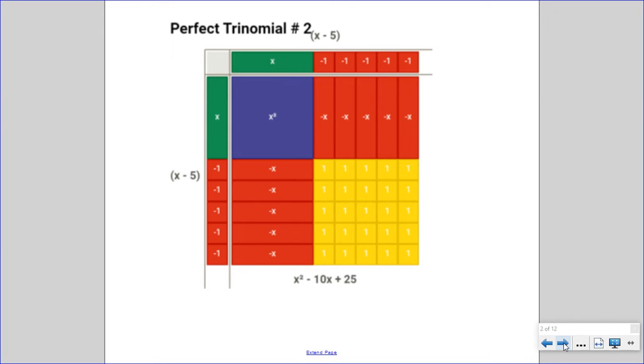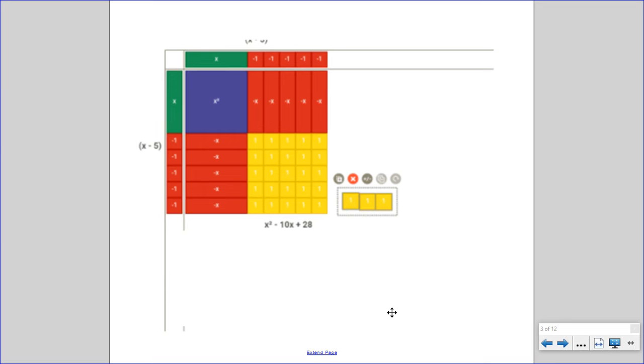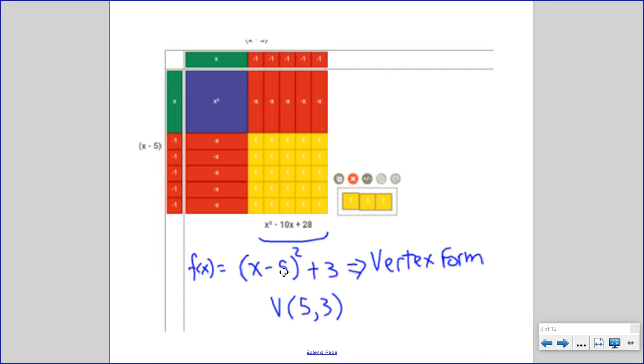This is where we begin to look at completing the square. Look at this example. In this case, we have x squared minus 10x plus 28. That looks a lot like the previous image that we had, except that this time, instead of having 25 here, we have 28. We can see we have three more of these blocks here. So we can see that these could become x minus 5 squared, which is what we have previously, plus 3.